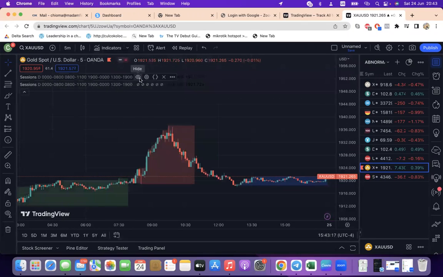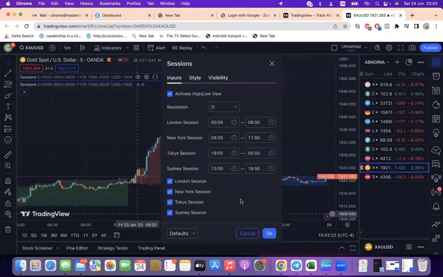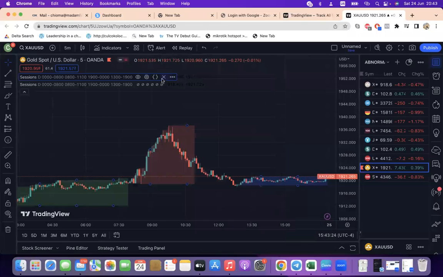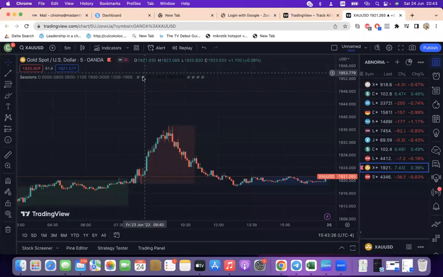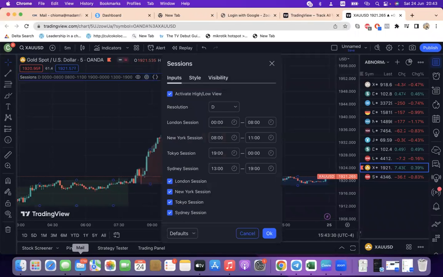So then you go to settings. When you click on that, let me show you the settings of the one I've already done before I use my hand and spoil something. So these are the settings, all right? Now make sure you activate your high and low views. Under inputs, make sure it's on.